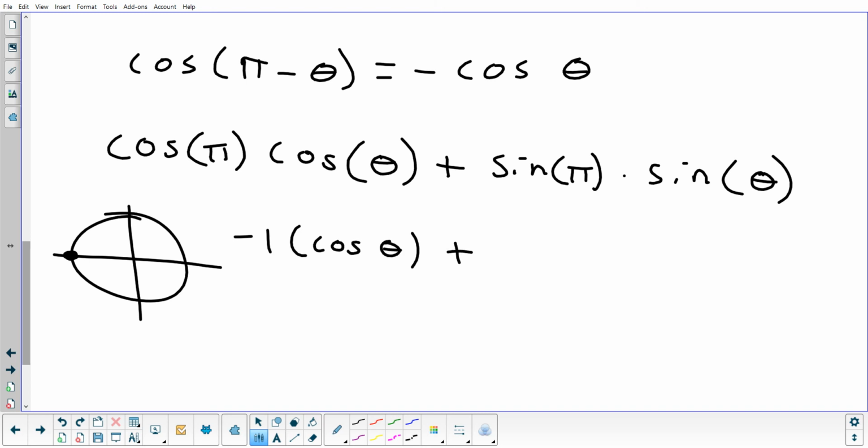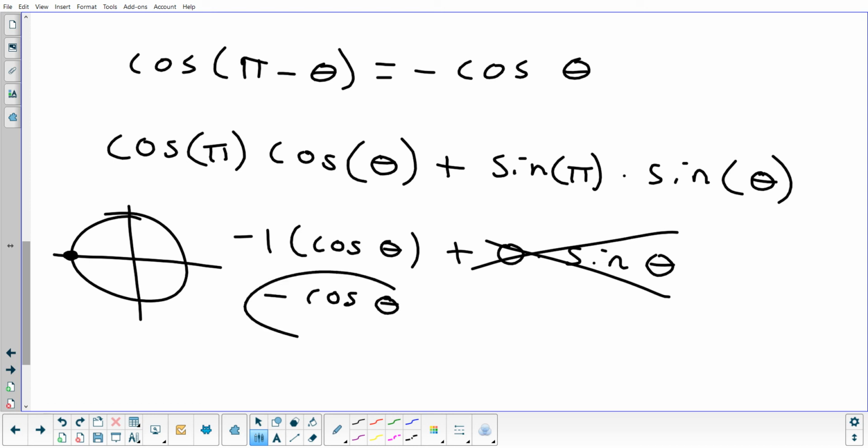times the cosine, plus, now we need the sine of pi. Well, now focus on the y value of that coordinate. Yep, 0. Well, 0 times sine, this part just cancels out, so I don't even need to write it. And I'm left with -1 times cosine, which is negative cosine. And that's exactly what they wanted me to prove.